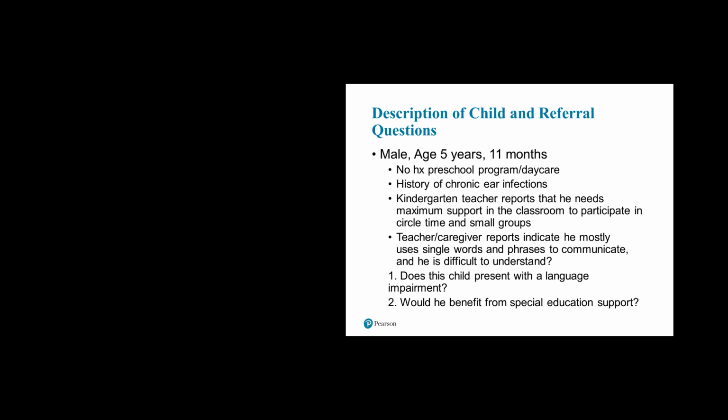His kindergarten teacher reports that he needs maximum support in the classroom to participate in circle time and in small groups. So that's an indication that he has a difficult time with teacher or adult-led activities, right? Teachers and caregivers report that he mostly uses single words and phrases to communicate, and he's also difficult to understand. The referral questions are, does this child present with a language impairment, and would he benefit from special education support?